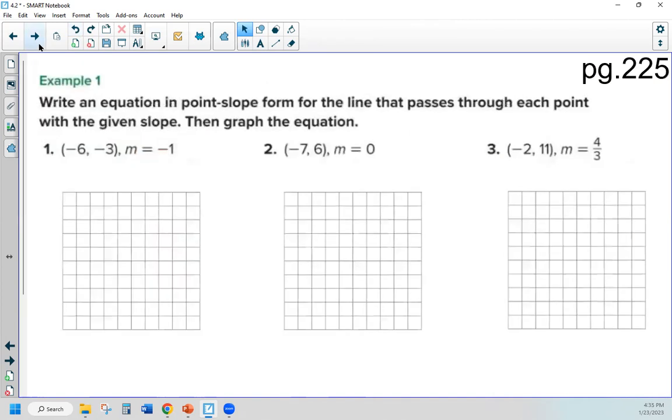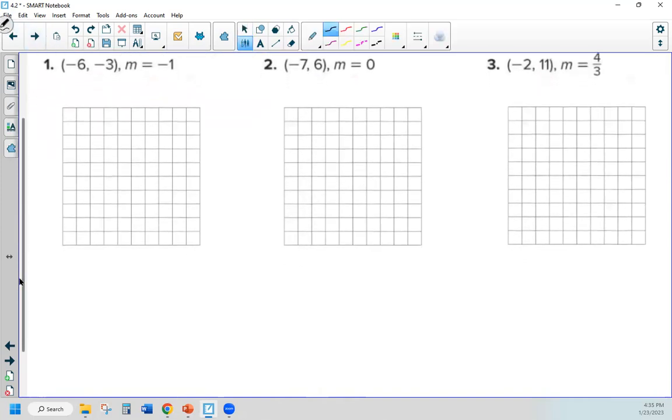All right, example number 1, practice problems. We're going to jump to page 225, and we're going to utilize the sheet of paper to do the work, but then the graphs in your book to graph our answer. Same question, same idea. We're going to be writing an equation in point slope form for the line that passes through the point that is given to us, and it has the slope that's also given to us.